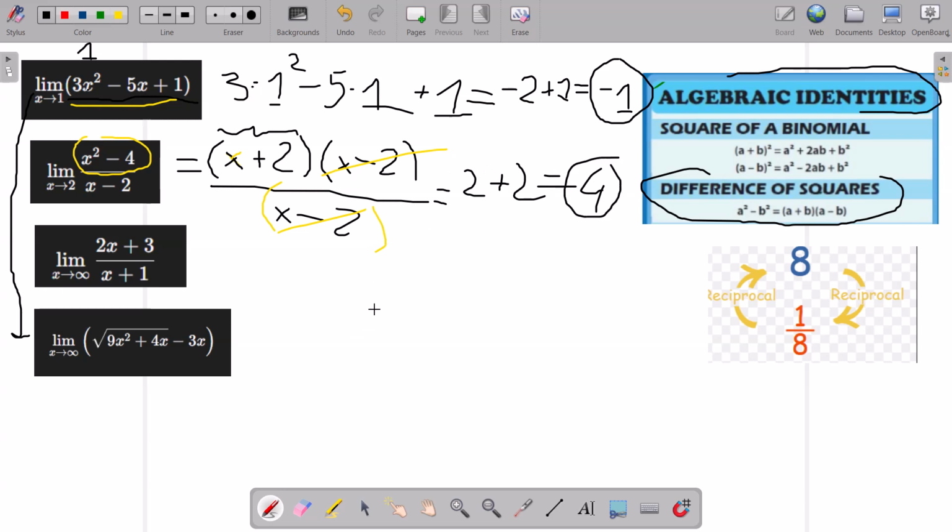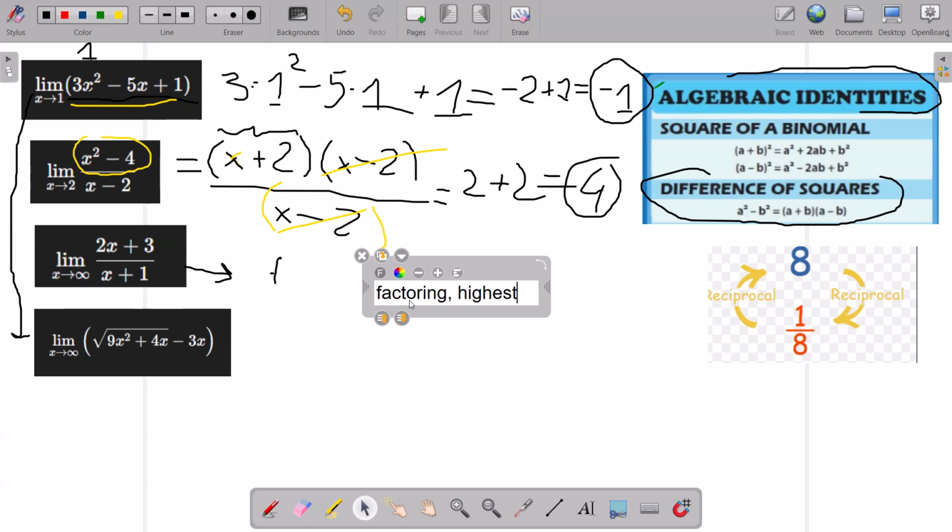We solved that limit by using difference of squares, which is very helpful in solving limits. And case number 3, a little bit more difficult, I think, because we will not use an algebraic identity, but we will use a method called factoring. Okay, so I'll just write it here. This is called factoring, and we need to factor out the highest exponent, which here is x. So we'll factor out x.